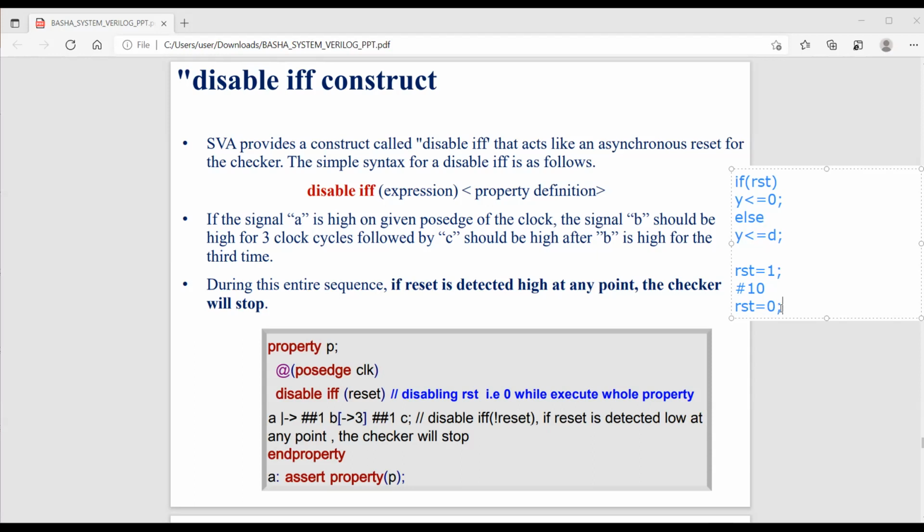Now let's say you are writing an assertion to check a signal, like you are just checking the y signal. When you are checking this y signal, if reset suddenly goes high, your y will again become 0. In order to avoid that, you want to check y continuously, whether it was getting any value from the D. If you want to check that condition, you can use the disable iff construct.